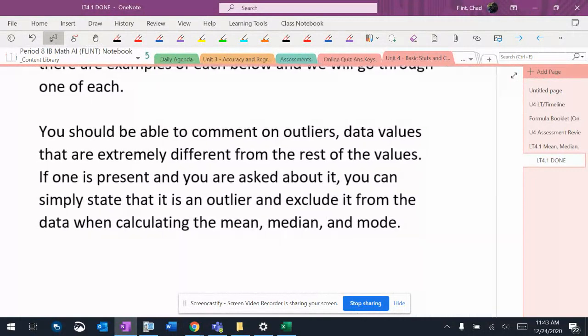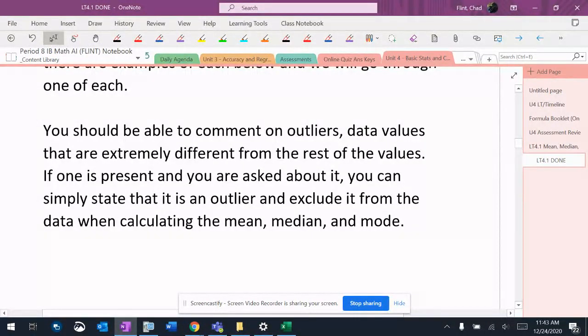The last thing that we have to think about is outliers. Now, when we do box and whisker plots and when we do normal distributions later in the year, we will talk about how to actually tell if something is definitely an outlier. But for right now, we just want to be able to look at data, and outliers are data values that are very different from the rest of the values. They tend to skew the mean. They don't do as much with the mean and the median.